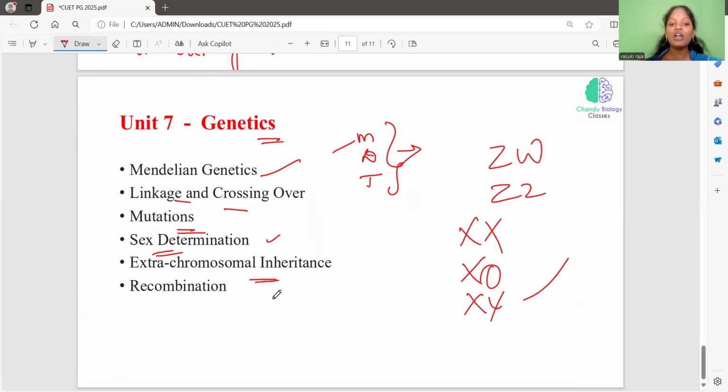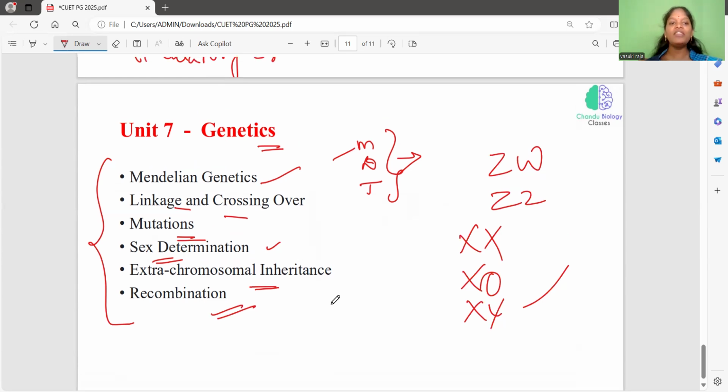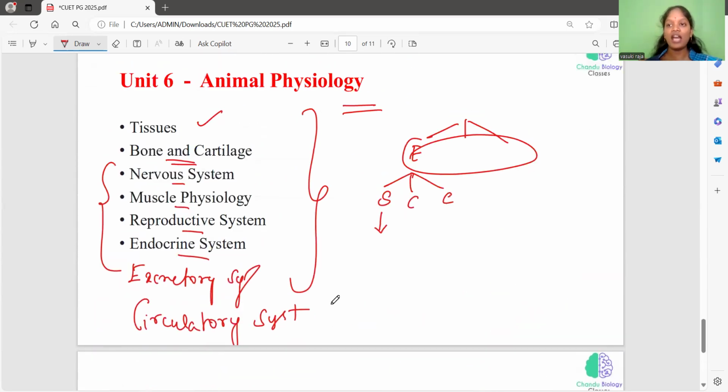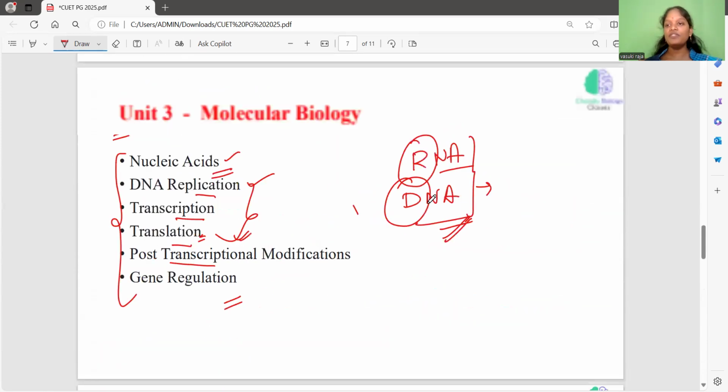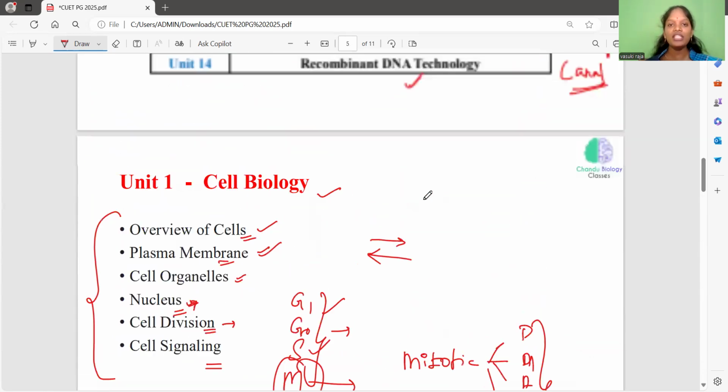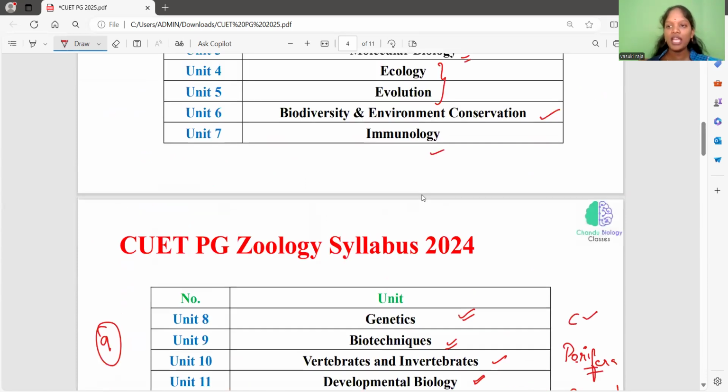And what is extra-chromosomal inheritance, what is recombination. Okay, recombination is among the most important things. If we cover these things, the majority of the topics under genetics will be covered. Okay, so these are the most important 7 units we have to give as our first priority. We have to read these 7 units first. Only after finishing the 7 units, we have to move on to the other units.